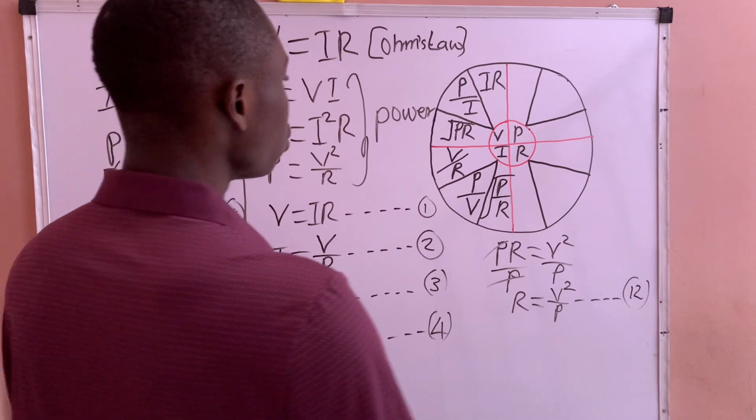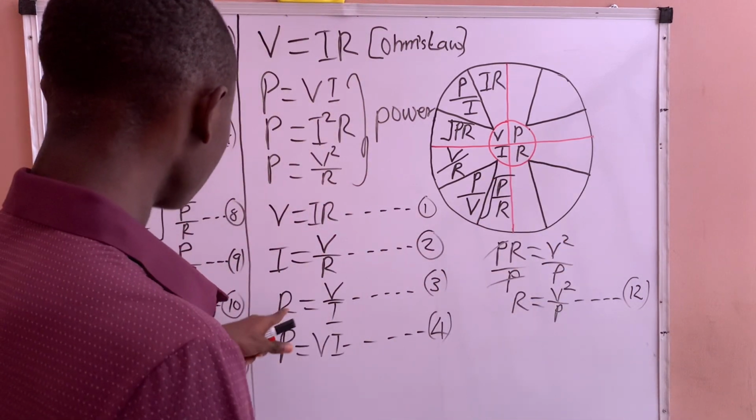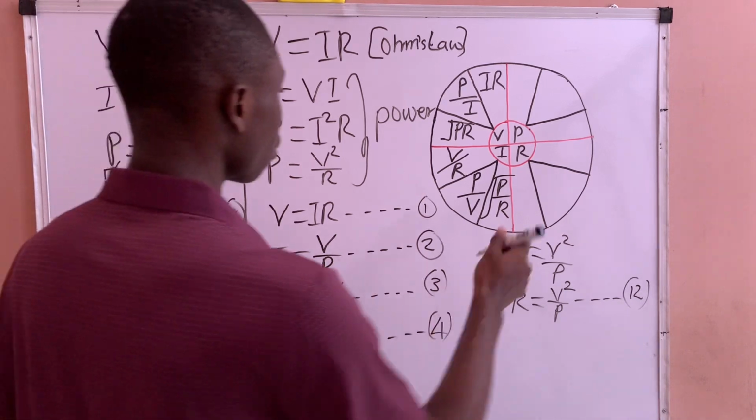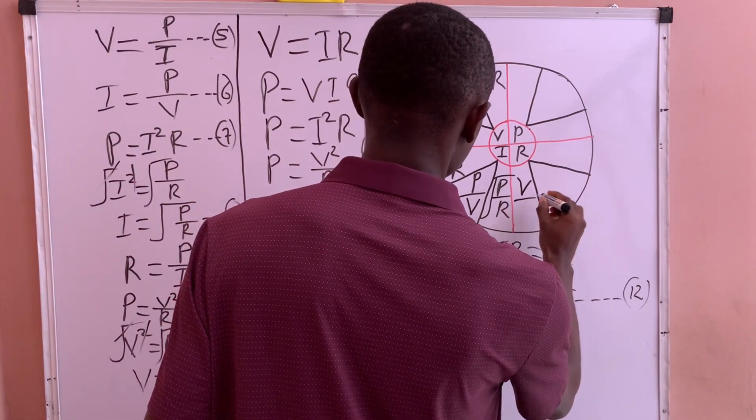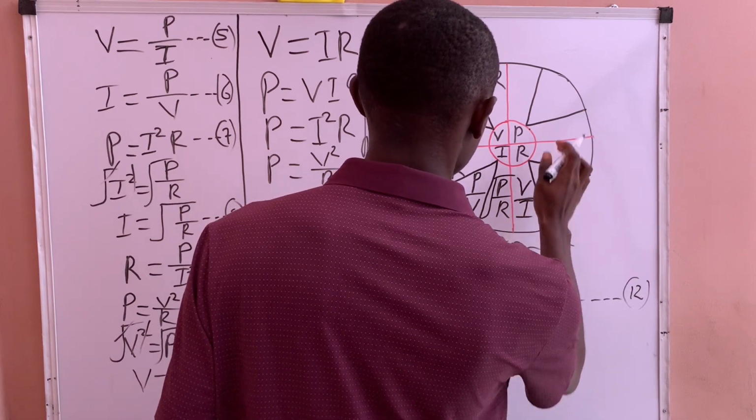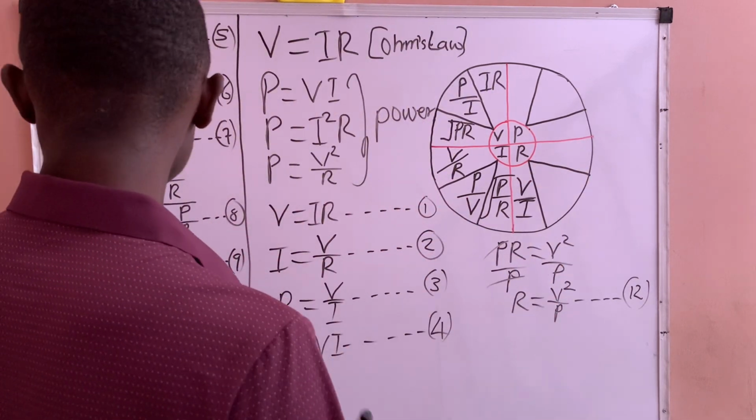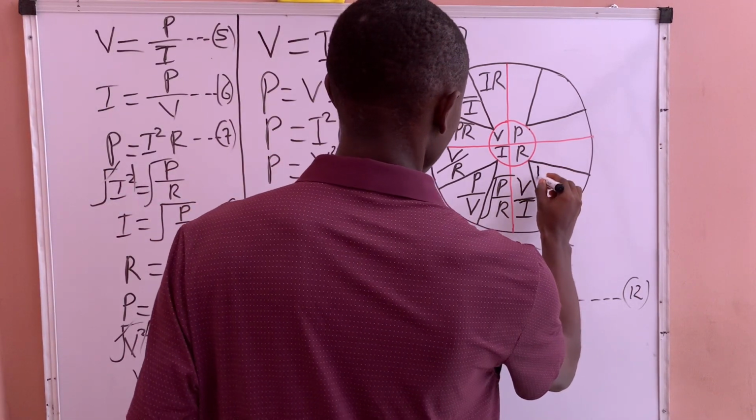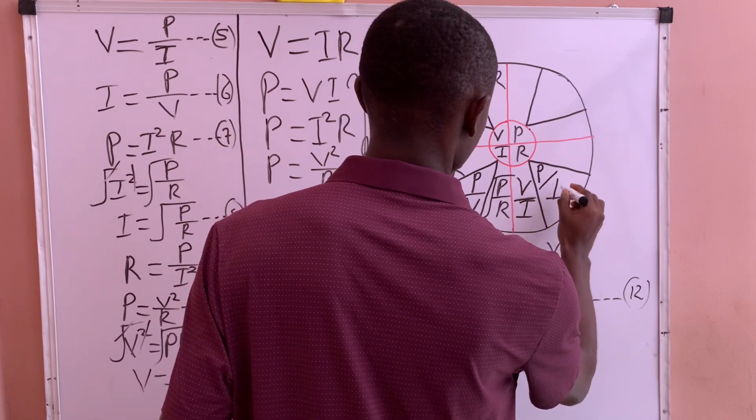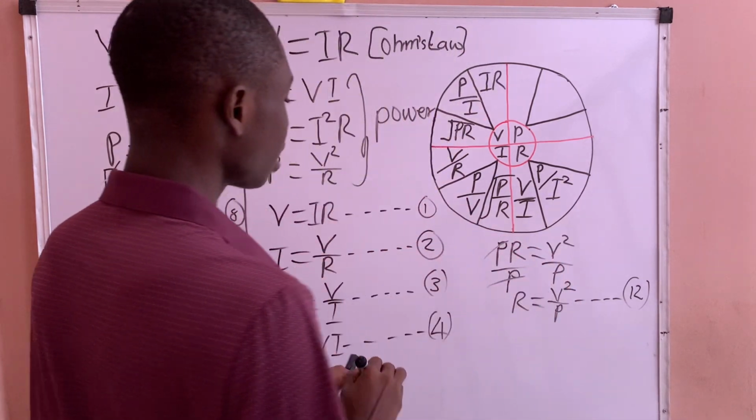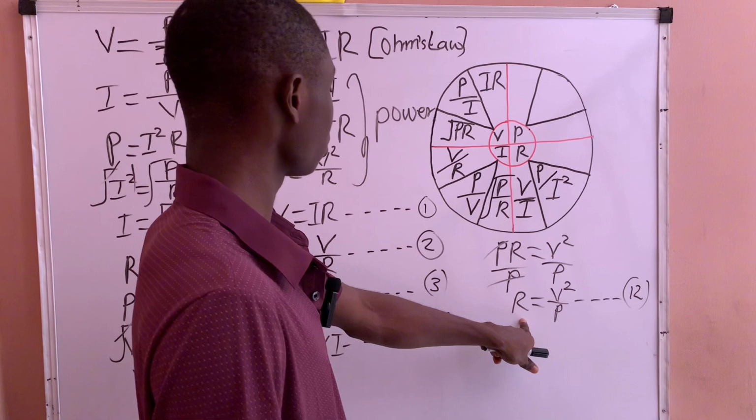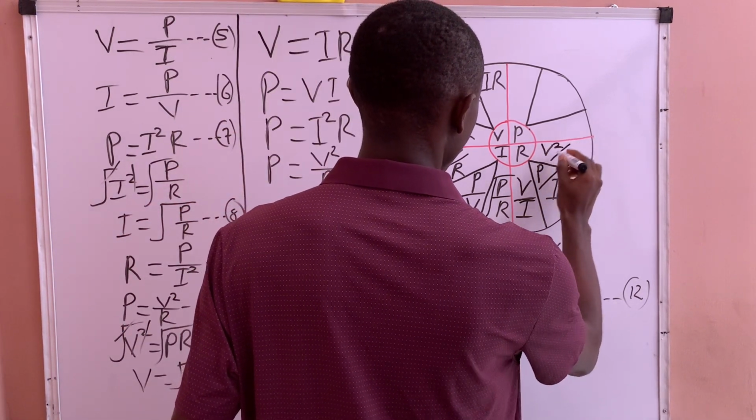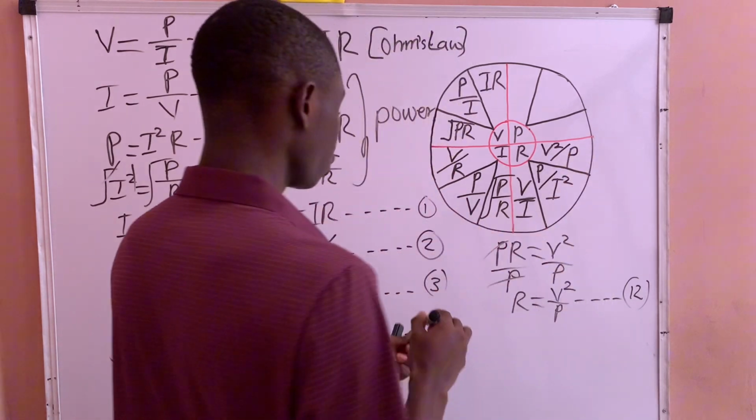Let's move to the next value, which is resistance R. We have here that for equation 3, R is equal to V all over I. For R also, we have that R is equal to P all over I squared, which is P divided by I squared. And for the next one, we will have that R is equal to V squared all over P. So here will be V squared divided by P. Let's move to the next variable.